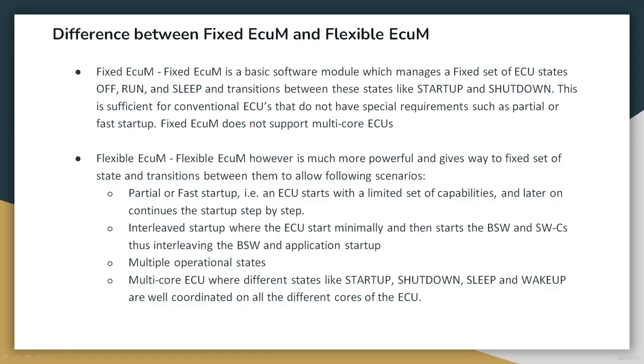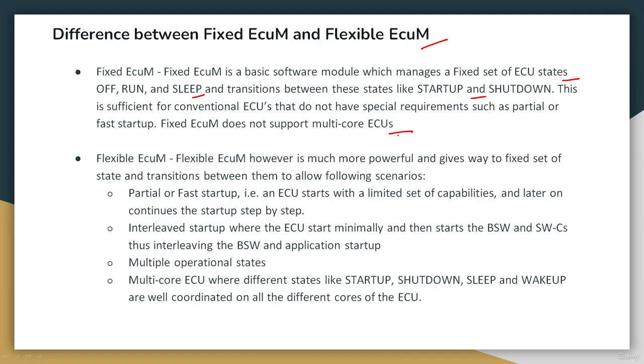In ECUM, we have two types, fixed and flexible. Explain the differences between these two. In case of fixed ECUM, it manages a fixed set of ECU states, off, run, and sleep, and transitions between these states like startup and shutdown. This is sufficient for conventional ECUs that do not have special requirements, such as partial or fast startup. Fixed ECUM does not support multi-core ECUs.